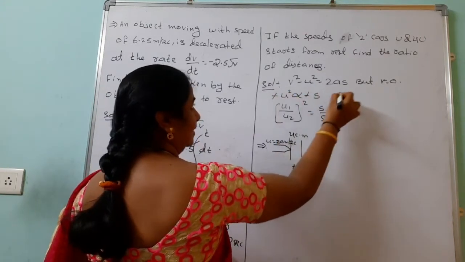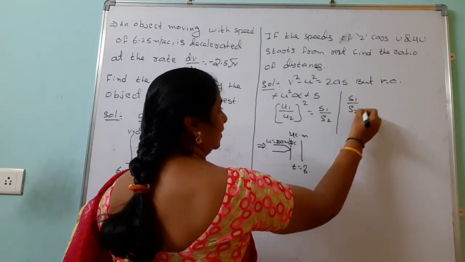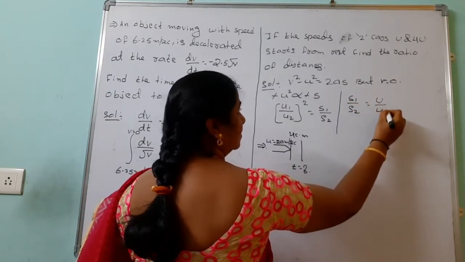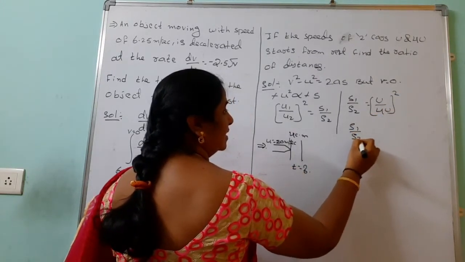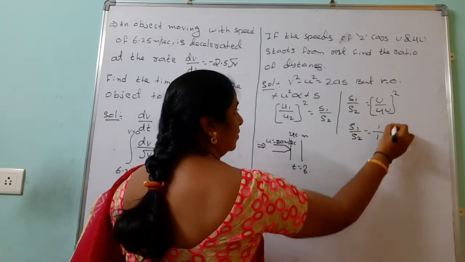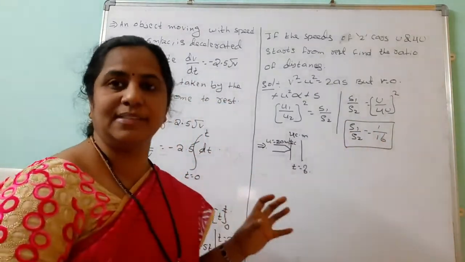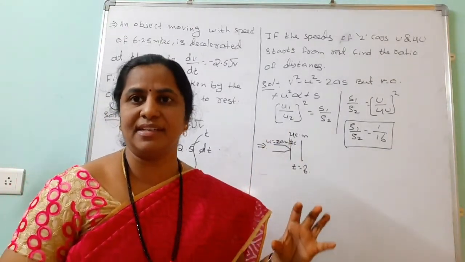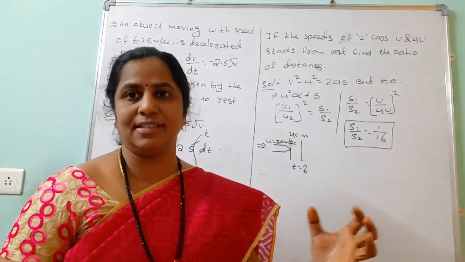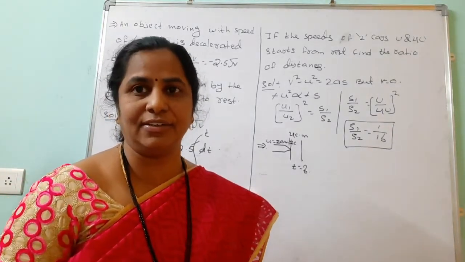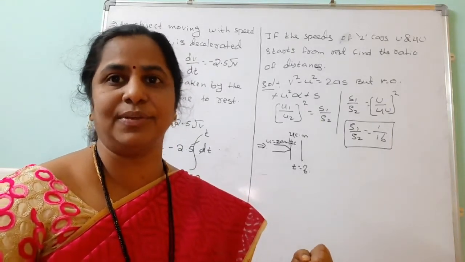Minus minus cancel here. Then u1 is u and u2 is 4u, whole square. So the ratio of the distances is s1 by s2 equals 1 by 16. Here they didn't mention anything about the time. We know the initial velocity, we know the final velocity, and we have to find the distance. So we can go through the v square minus u square equals 2as formula.